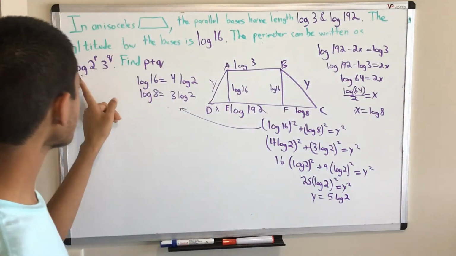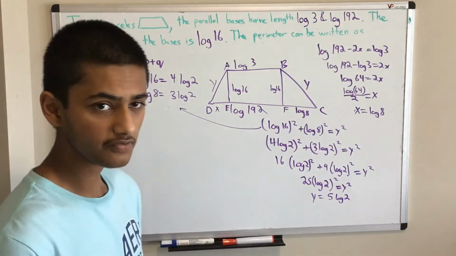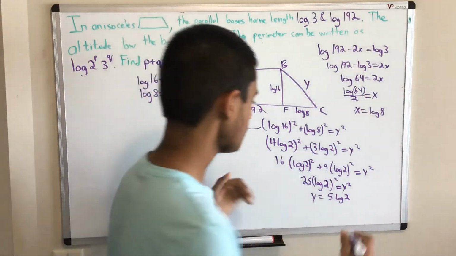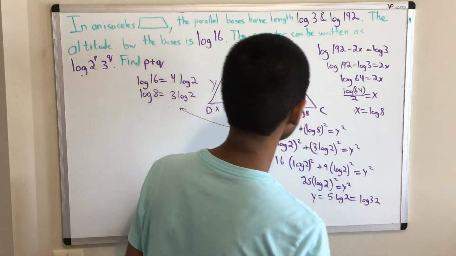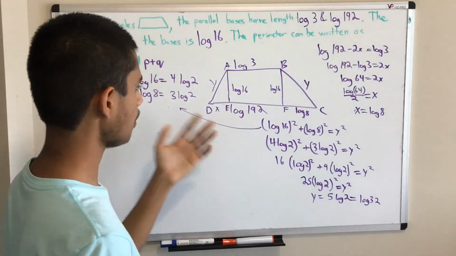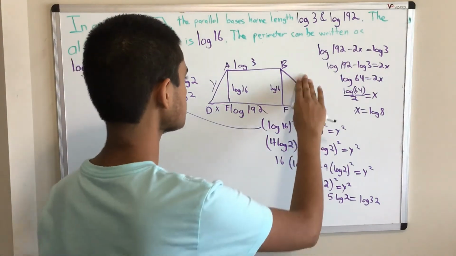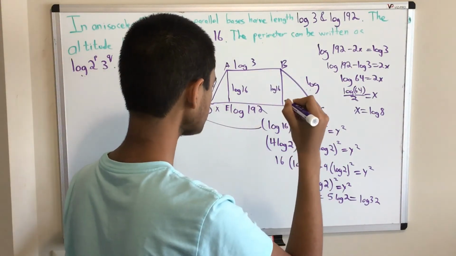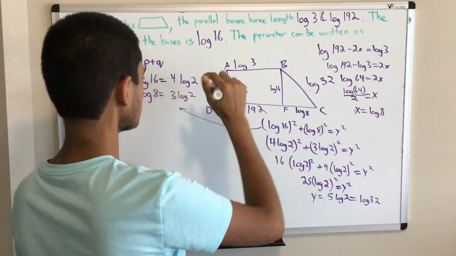And remember, we want to represent it as a single logarithm over here, so it's best to get rid of the 5, and in order to do that, we can just do log of 2 to the power of 5, which is simply equal to log 32. Okay, so now we've found every single value that needs to be found, and we can replace the y's over here with log 32, and same over here.